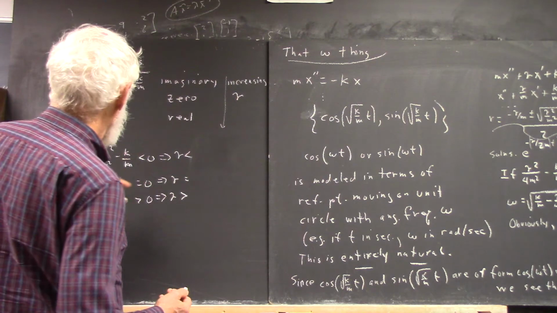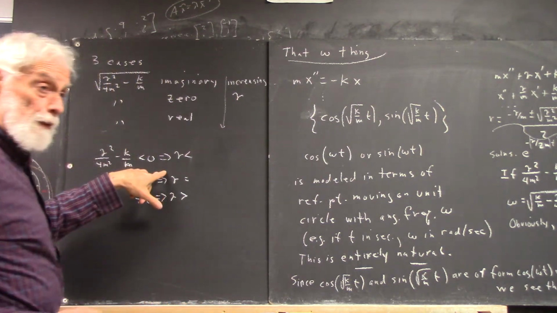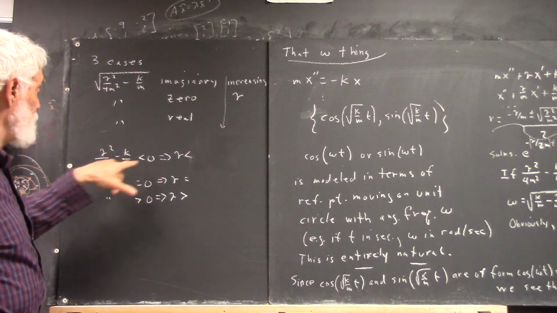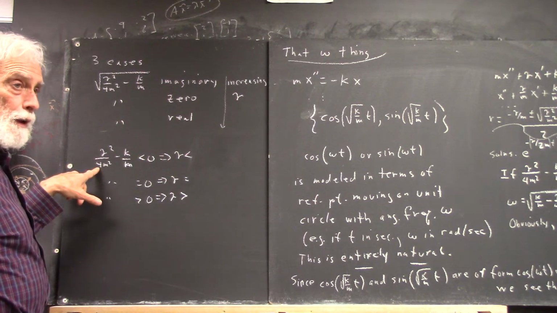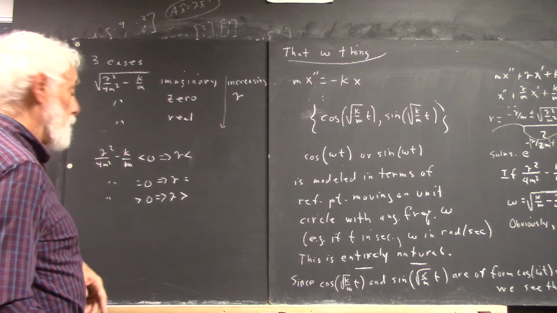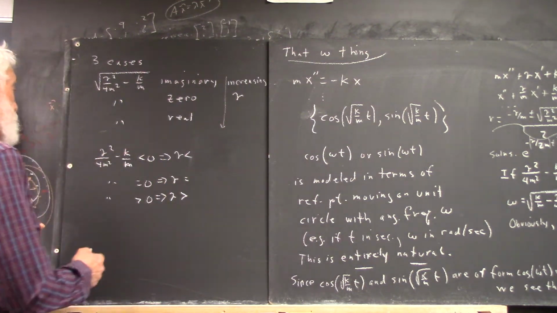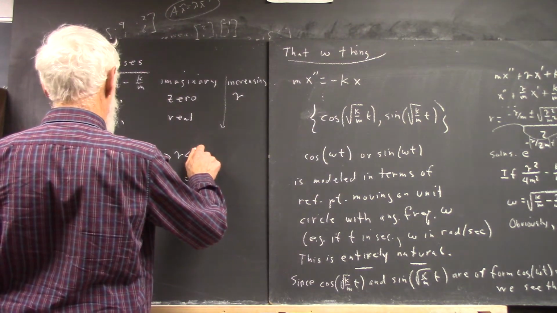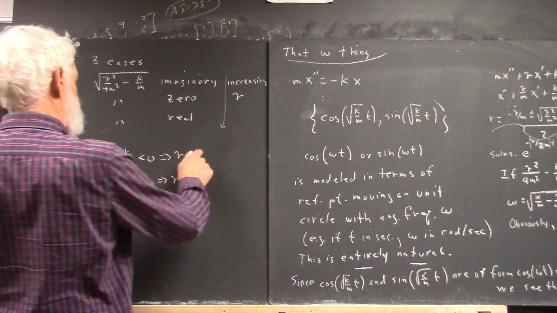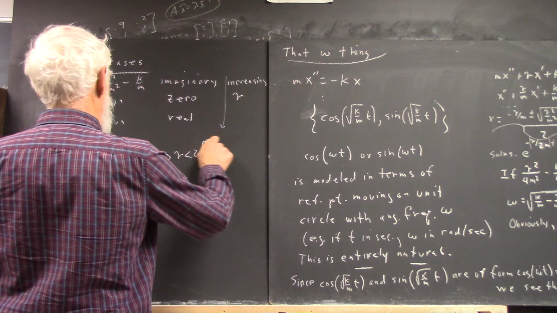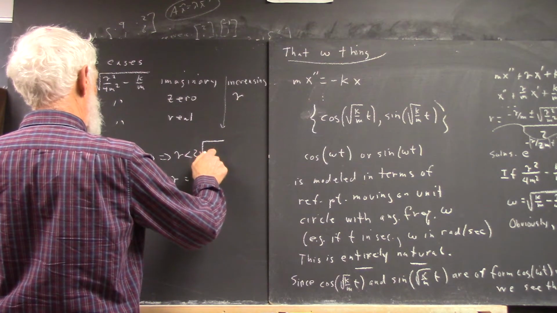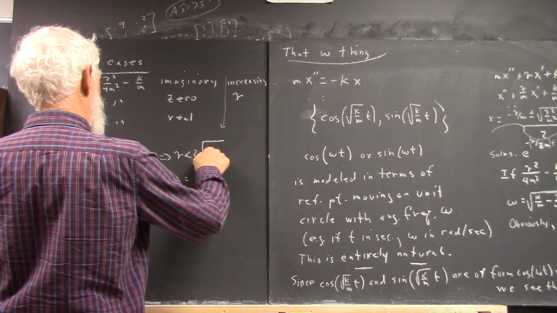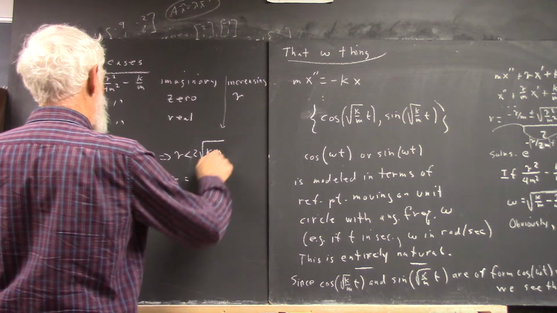So, for a little bit of gamma, you have this, and you solve this inequality very easily, put the k over m over there, right? And gamma is going to be less than, well, actually, we'll say 2 square root of km, right?